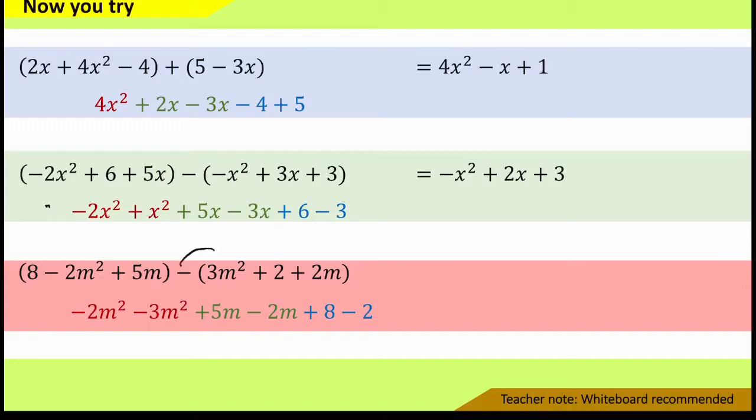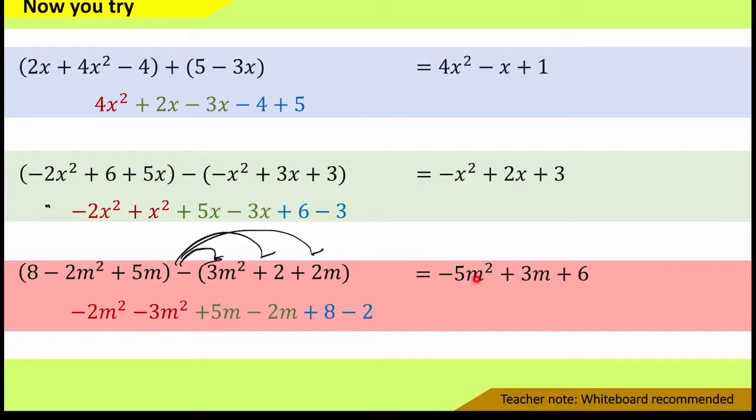We distributed our negative. So now we have a negative 3m squared, we have a negative 2, and we have a negative 2m. So we have negative 2m squared minus 3m squared, right? Negative 2m squared minus 3m squared. 5m minus 2m, and then 8 minus 2. Combine your like terms.